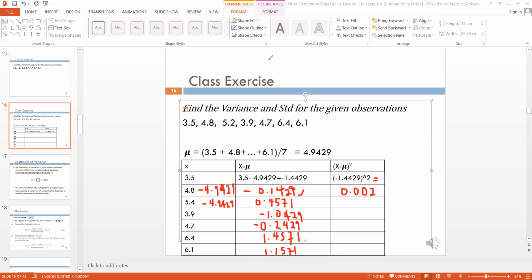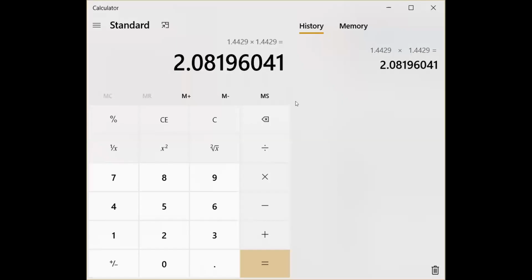1.4429 times 1.4429. It should give us, not negative. No, it's not negative. Okay, because I'm seeing negative there. Let me show you how to do it. I think that is where your problem is coming from.